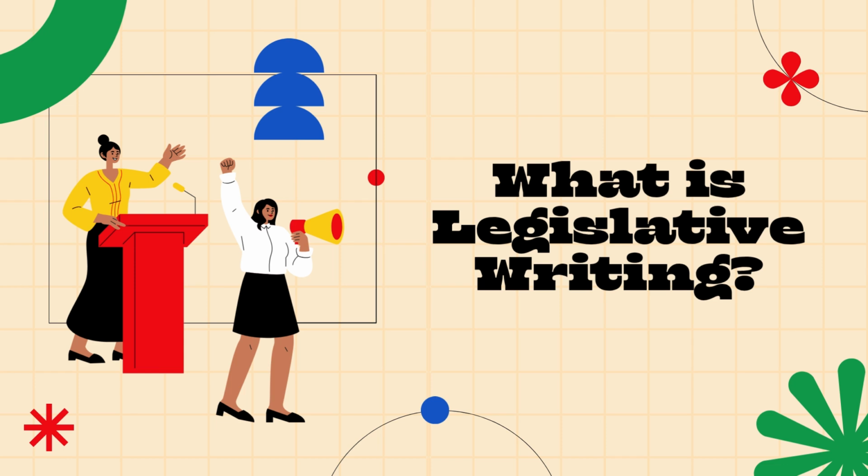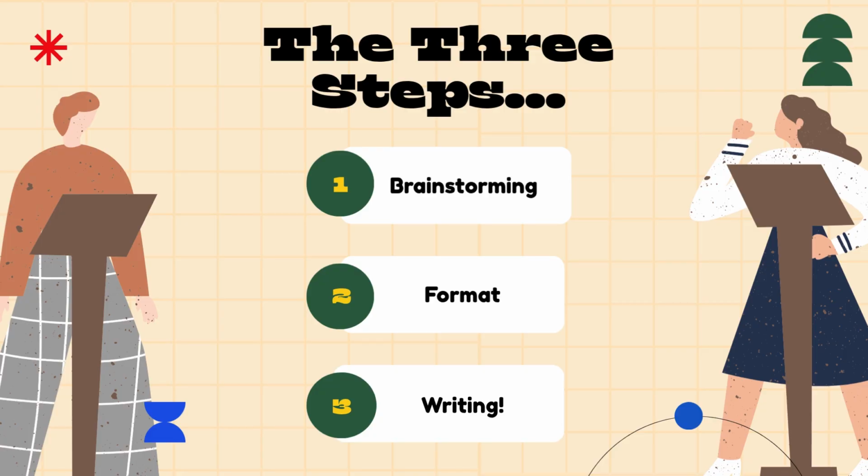First, what is legislative writing? Simply put, legislative writing is a form of legal writing used to create bills and laws. In Student Congress, competitors write legislation and submit them to tournaments to make up the docket. There are three main steps that make up the legislative writing process: brainstorming, format, and writing.